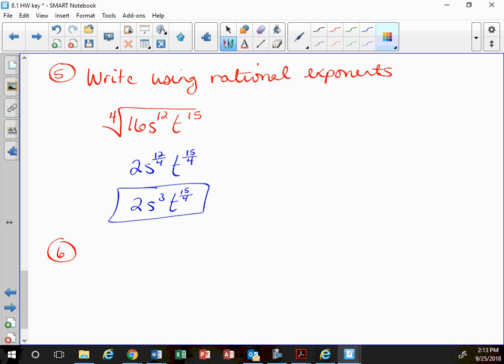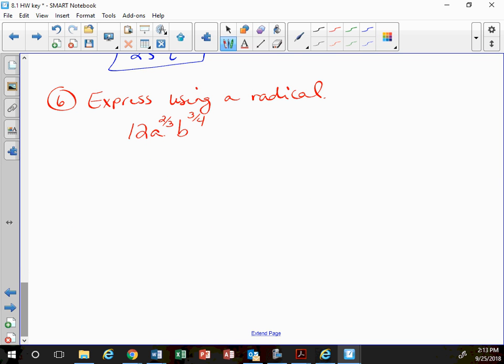So now we're going to go in the other direction. So express using a radical. So in my final answer, do you think I'm going to have fraction exponents this time? No, I'm going to have like a root thing, right? Yes. Okay, so let's do 12a to the 2/3, b to the 3/4. I'm going to walk you through this one.